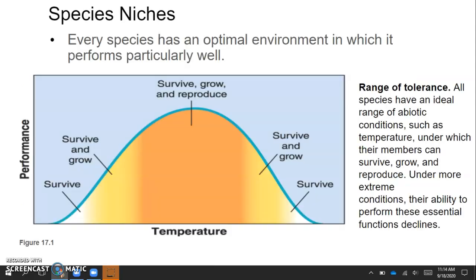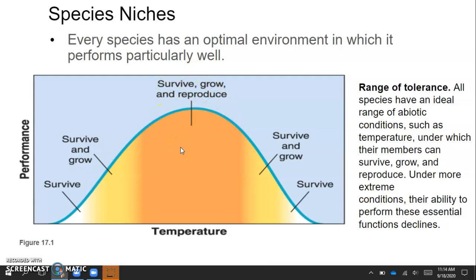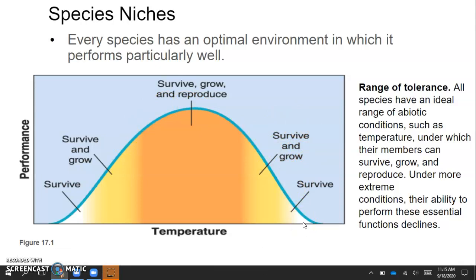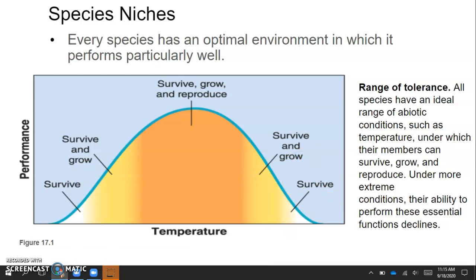Every species does have an optimal environment in which it performs particularly well. So again, there's a range of this tolerance, right? This peak right here would be where the species is in their fundamental niche. This is where they can survive, grow, and reproduce. Everything's perfect, they're great. And then there's a range on either side of this where they can survive and grow. And when you get to the upper limits of that tolerance range, these species are just surviving. If we think about our hierarchy of needs, these species are basically getting food and water, but they're struggling to survive, so they can't really focus on growth and reproduction.